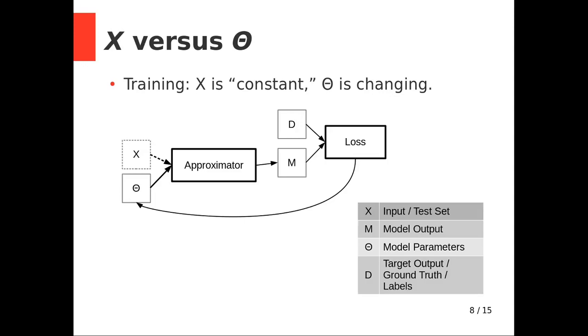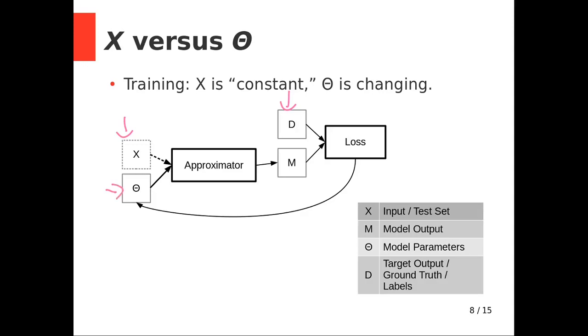So in training, right, x is dashed out because it's going to be effectively constant. It's not literally going to be the same every single update, but we have one set of x and d that is what we care about, right? These we already have. We're going to run over them 100 times. They're going to be the same every time. Theta, right, is what's going to be changing.